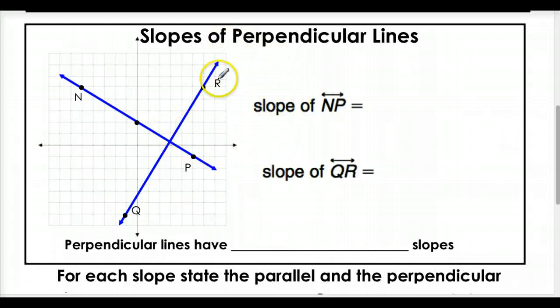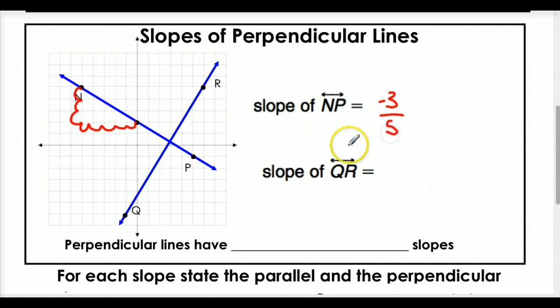Alright, so let's see if we can find out some principle for the slopes of perpendicular lines. Let's look at NP, and then we'll look at the slope of QR and see if we can come up with something. So we'll start with NP, and if we're going to do rise over run, we're going down here. So it's 1, 2, 3, down 3. So it's negative 3, and over 1, 2, 3, 4, 5. So negative 3 over 5, that's our slope of NP. Now let's find the slope of QR. So it's up 1, 2, 3, 4, 5, and I'm going to go to this point right here, and it's over 1, 2, 3. So that was 5 over 3.